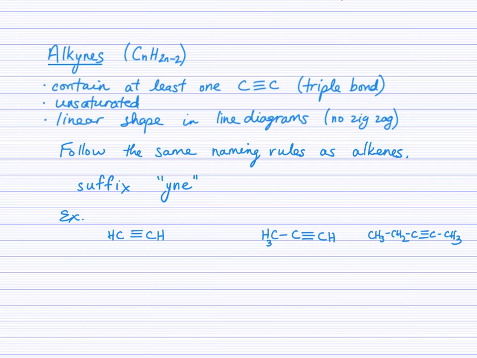The same naming rules apply as they did for alkenes, so whether you see a double or triple bond, make sure it's part of the longest continuous carbon chain. And again, it takes priority over halogen or alkyl hydrocarbon side groups. The suffix will be -yne, spelled Y-N-E.